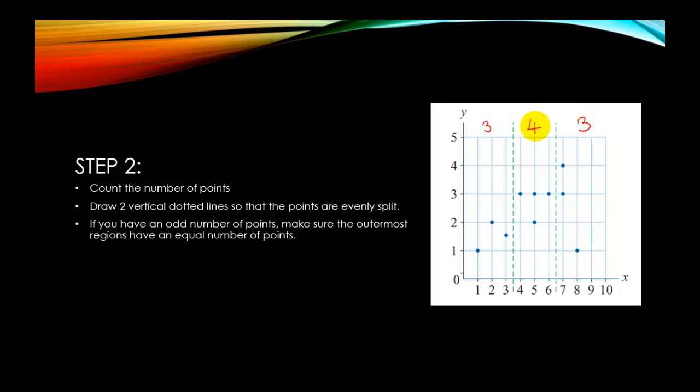Now, let's say, for example, you had an odd number of points. Let's look at 11. In that situation, you would have 4 in this region here, 4 in the outer region, and then 3 in the middle region. So wherever possible, try to balance out the regions on either side of the middle region to make sure that the values we're getting are accurate. So again, we've got 10 points. I've drawn two dotted lines down the graph, splitting it into 3 data points on the left, 4 data points in the middle, and 3 data points on the right.